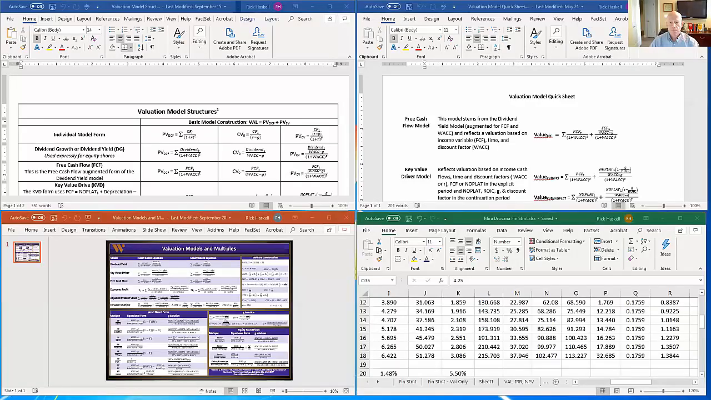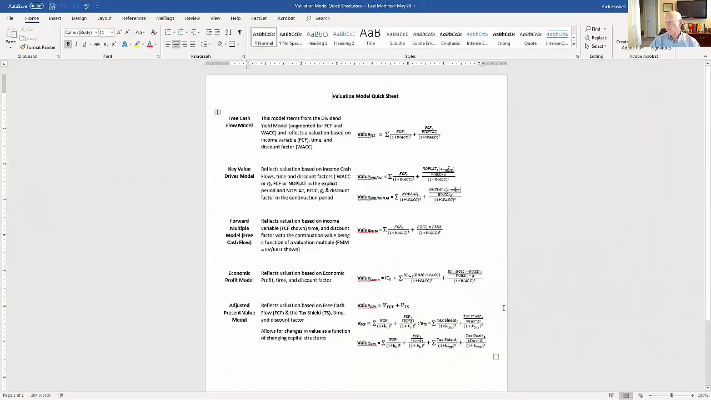Go ahead now and focus on the APV model, or the adjusted present value model. To do that, I'm going to go ahead and open up the valuation model structures, or the quick sheet on valuation models, and then we'll move to a spreadsheet that talks about them. So I'm going to share the screen again here. And we'll open up this form.